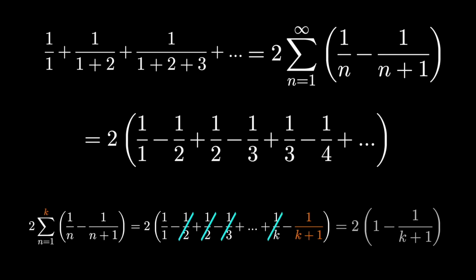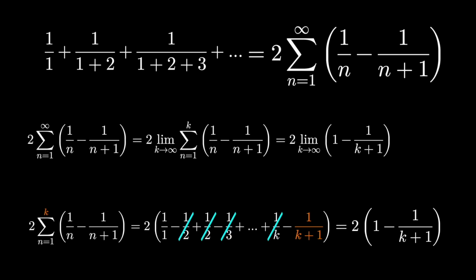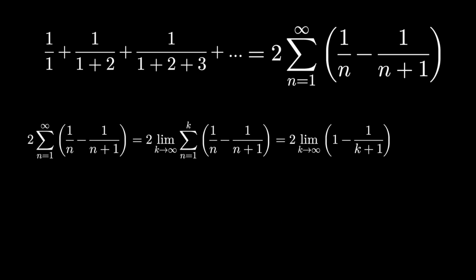We'd be left with just minus 1 over k plus 1, k being the number of terms in our series we wrote. This is what's called the partial sum, and it lets us find our infinite series by taking its limit. Fortunately, if we take the limit as k goes to infinity, that piece disappears. We just get 2 times 1, or 2.